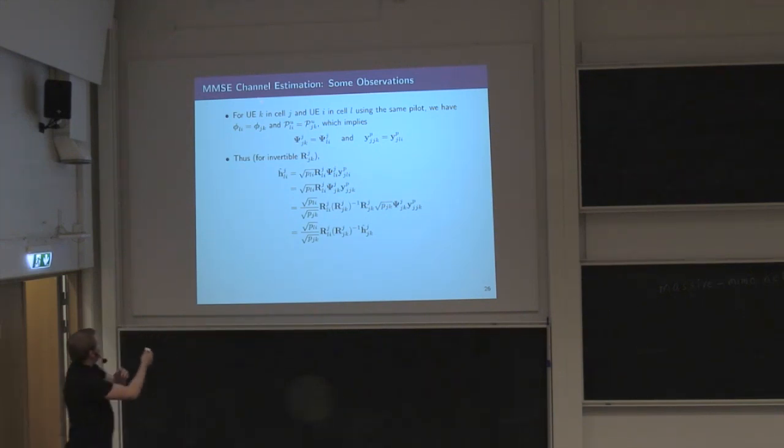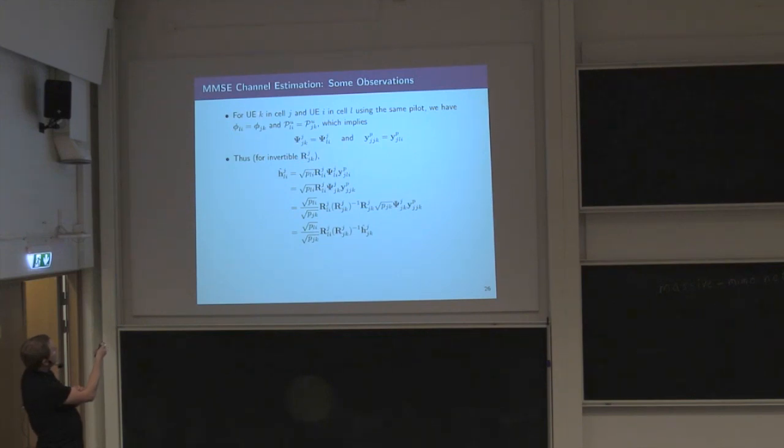Okay, so look now at two users that use the same pilot. User K in cell J and user I in cell L. The indices here are not important. The important thing is that their pilot sequences are the same, and that means that the set of users that use the same pilot sequences as them is also the same. They are sharing the same pilot.